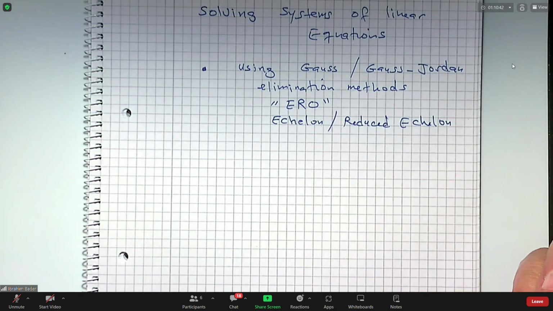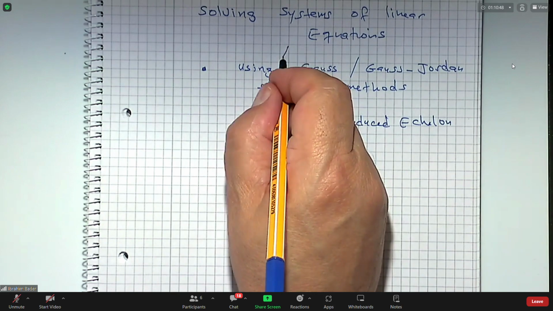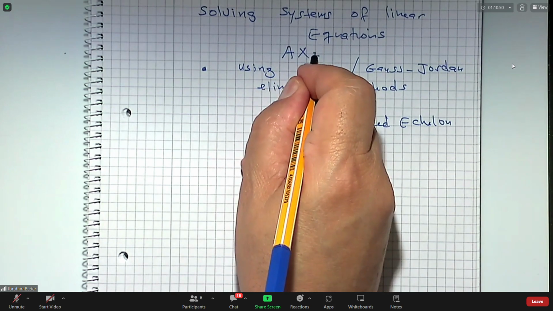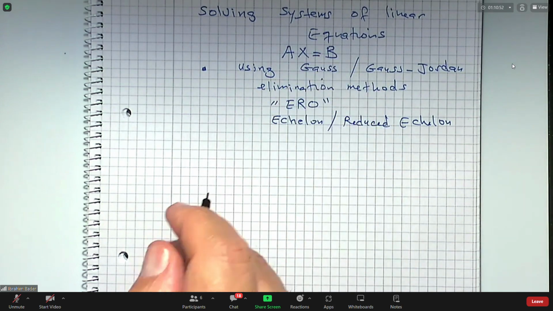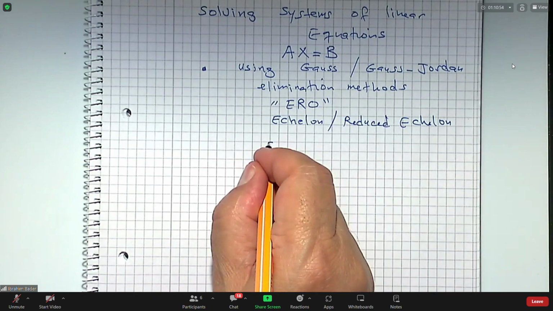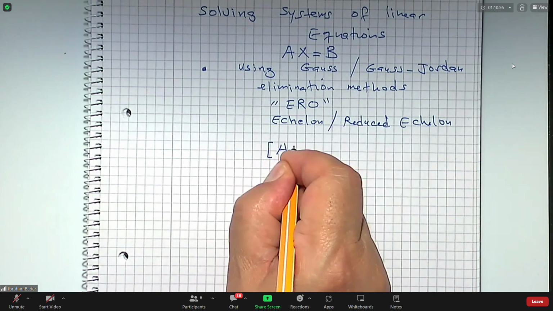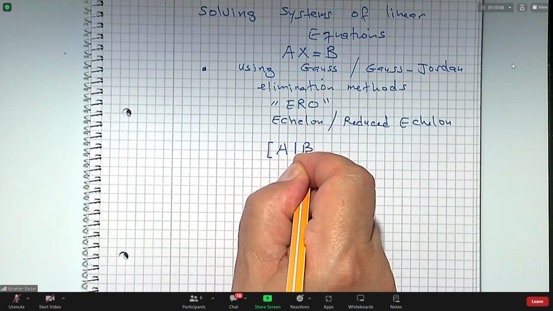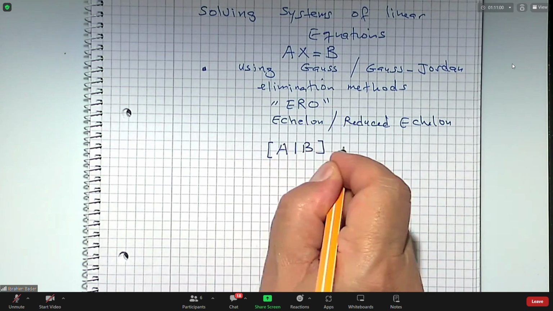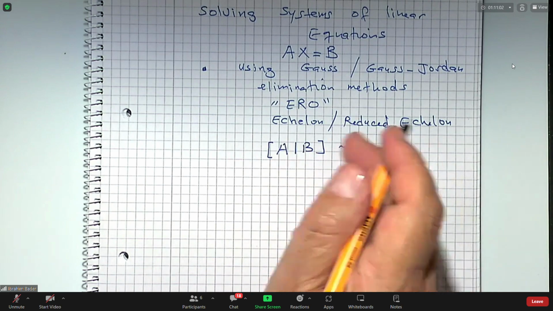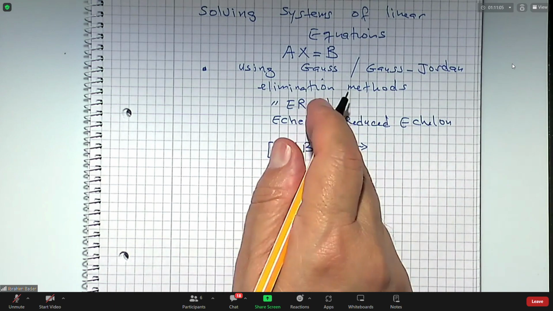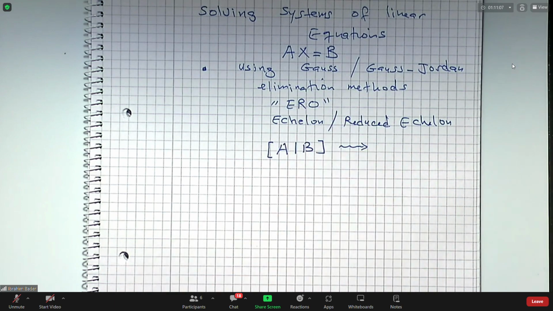Okay, and this method requires, if I have the system of linear equations as Ax equals b, that you just start with the augmented matrix A, then add to it on the right B, and then use the elementary row operations to get it into either the echelon or the reduced echelon form. Okay, this is how we worked on that.